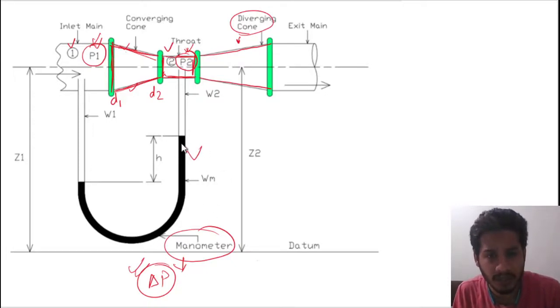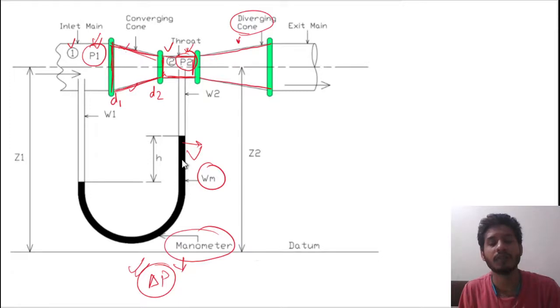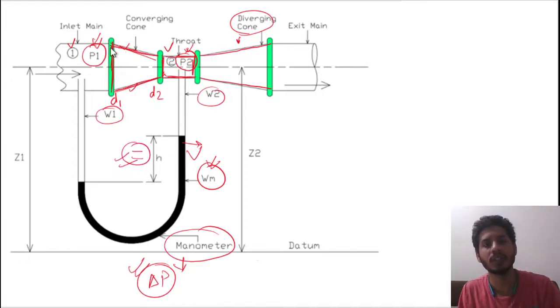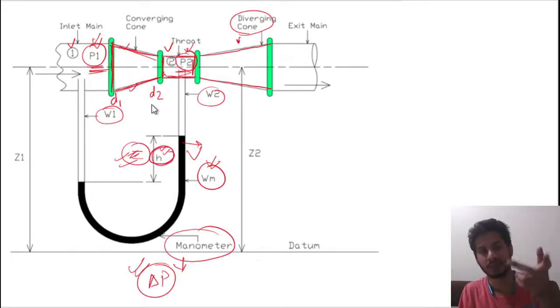There is one fluid which is mercury. Why mercury? Because mercury has a high density, and the other is the flowing fluid. In this case, we are treating it as water. This is water, and this is the mercury. Due to the pressure difference, there is a height h, which is basically due to the pressure difference between P1 and P2. If we know this height, we can know the pressure difference, and vice versa.